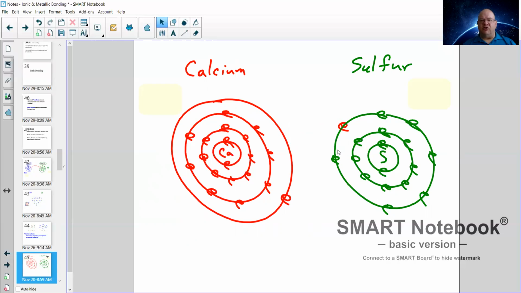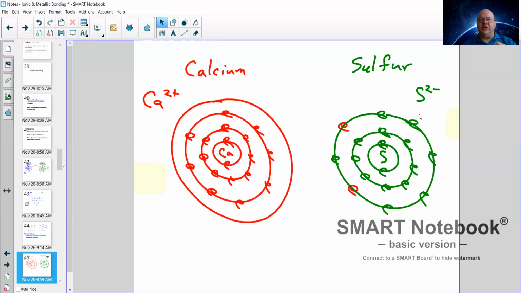Neither calcium nor sulfur would be happy yet. Sulfur's up to 7. Calcium's got 1. So they'd be much happier if there's a transfer of 2 electrons. Well, that's going to leave the calcium short by 2 electrons. So it's now a calcium 2+ ion. And sulfur, remember, changes its name to sulfide. And we'd have a sulfide 2- ion.